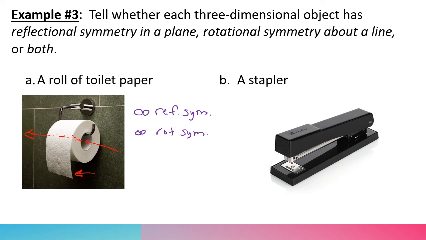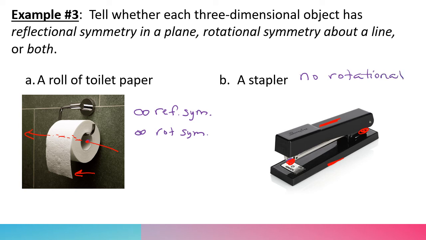If I think about a stapler, I could take this stapler and hold it in the air and I could turn it and rotate it. It's never going to map onto itself. So when I look at that stapler, if you turn it 180 degrees, the staple part up here in the front would end up back here, and those two sides don't look alike. The side up here on the top does not look like the bottom. So there is no rotational symmetry for a stapler.